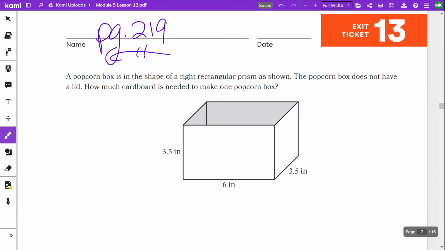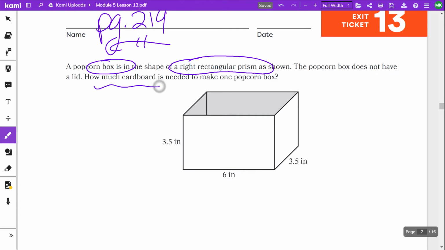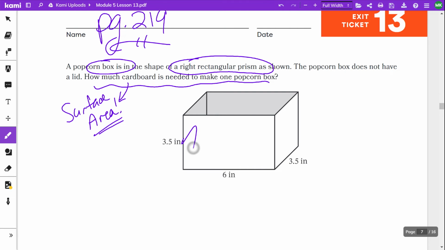We have a box. It's in the shape of a right rectangular prism, and it doesn't have a lid, so there's no lid. And they want to know how much cardboard do we need? Well, if we're making a box out of cardboard, this is surface area. Okay, so this is a surface area question, because I need to find the area of this face, this face over here, and then of course the bottom, but not the top because we're not actually dealing with the top. This is an open box.